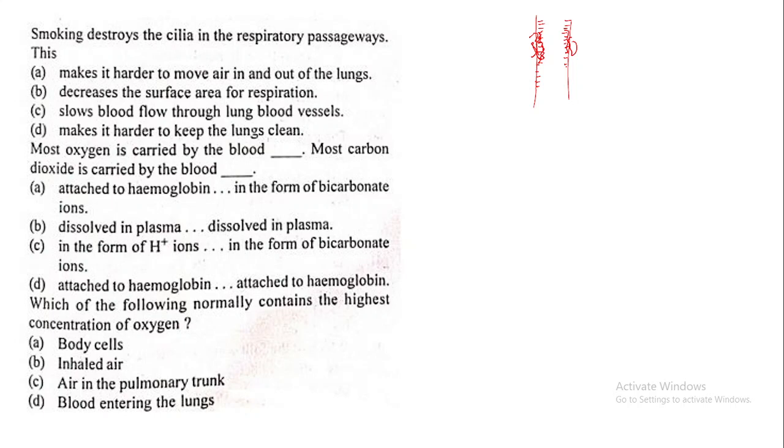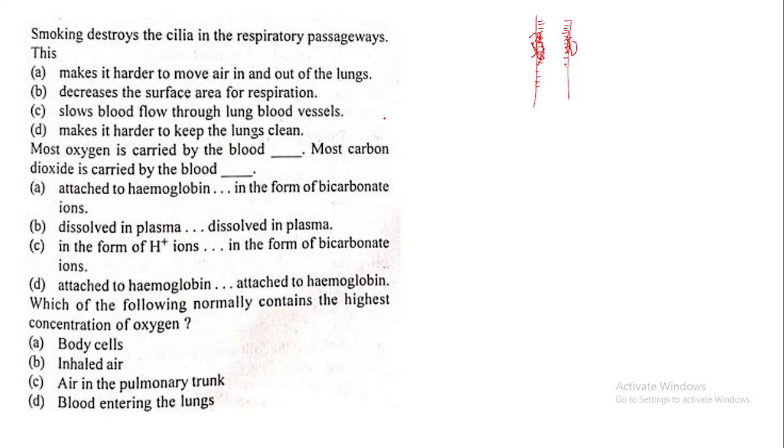So what is the option they are asking? The statement is that smoking destroys cilia in the respiratory passage. So this makes it harder to move air in and out of the lungs. Is it the right answer? Or this decreases the surface area for respiration. Or this slows blood flow through the lung blood vessels. Or this makes it harder to keep the lungs clean.